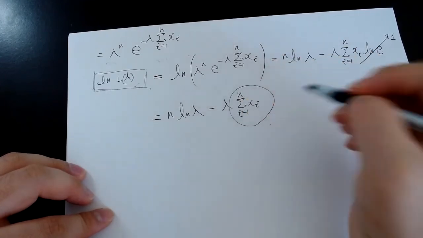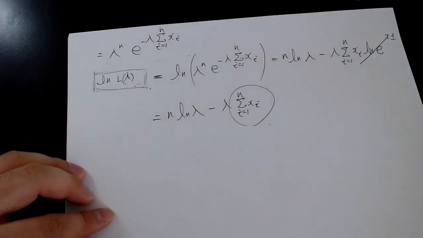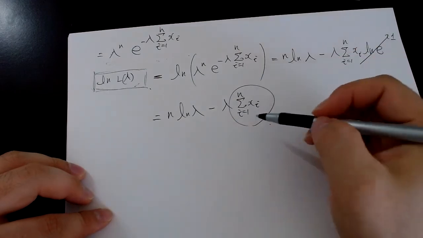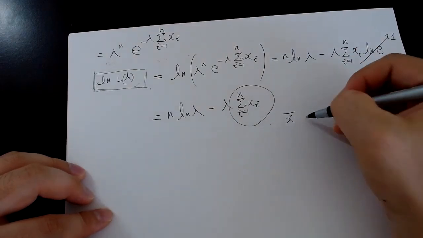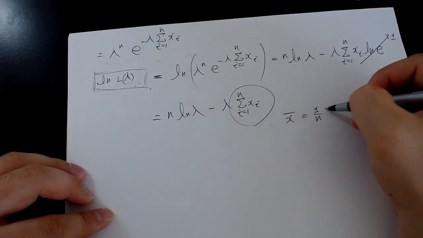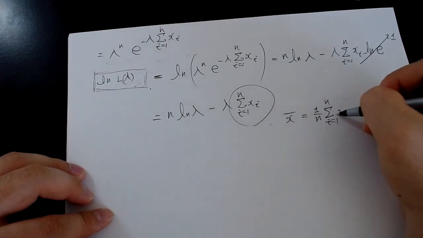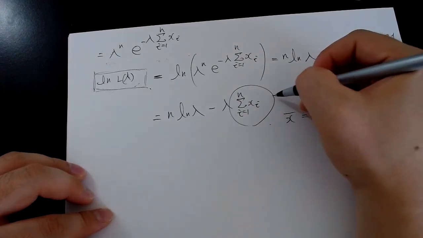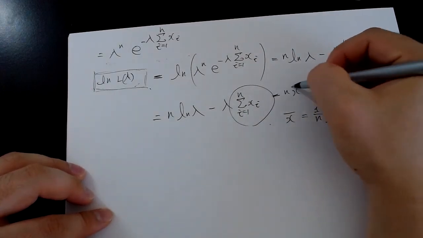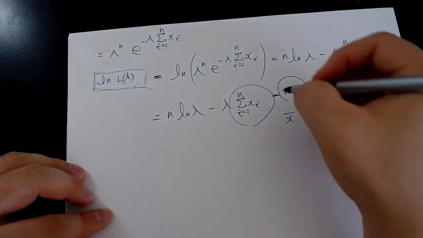Keep in mind, this can be expressed differently. Remember that the sample mean is 1 over n times the sigma i equals 1 to n of xi, right? So that means the sum can be expressed as n times x bar. Keep that in mind.